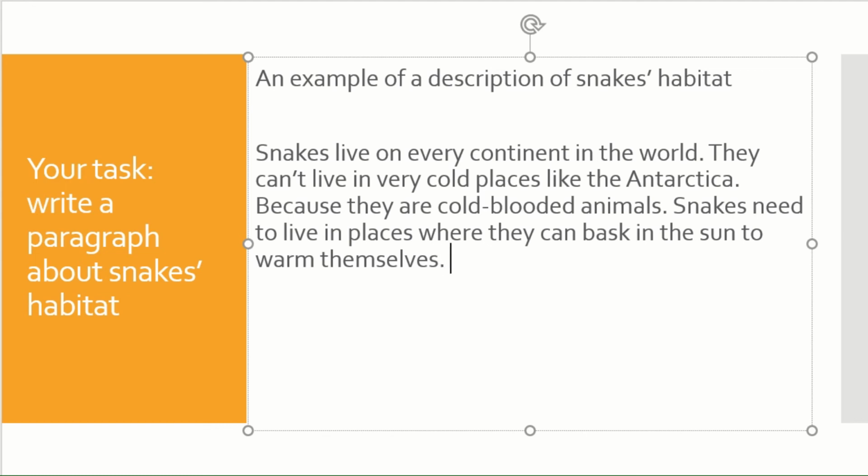Full stop. And I'm going to wrap up. So this is the last sentence in this paragraph. In colder months, they hibernate. So this is a paragraph that I would include in my information report to talk about an animal's habitat.